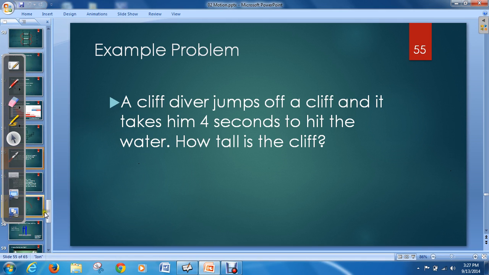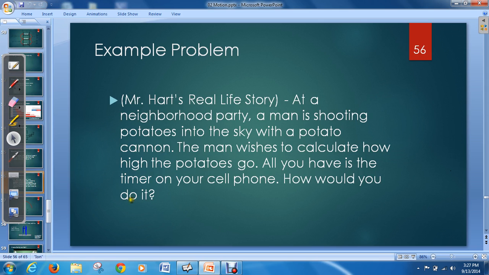Awesome. So the other cool thing with this equation is you can go both ways. For example, I had a real life story where I was at a neighborhood party and a man was shooting potatoes into the sky with a potato cannon. Don't ask me why he was doing it. I have no idea. But anyways, he was wondering how high the potatoes were going. And since I was a physics teacher, I was like, hey, I know how to do this. Let me help you out.